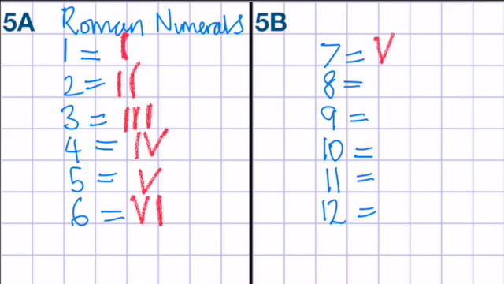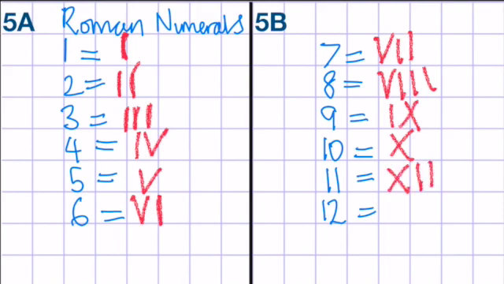7 is VII, so 5 add 2. 8 is VIII. Let's skip 9. 10 is X. Now, just with the example of 4, 9 is actually 10 subtract 1, so it's IX. 11 is XII. Sorry, there should only be 1 there. Let me rub that out. 11 is XI. And 12 is XII.